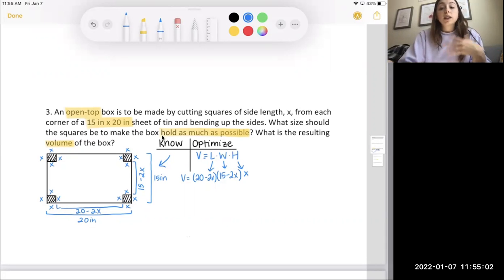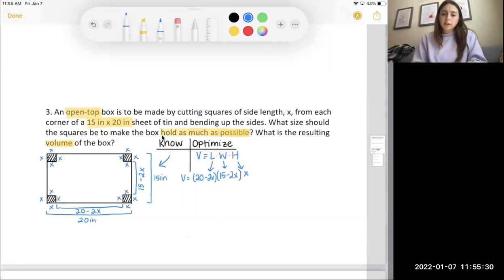Your "known" equation is going to help you basically get the optimized equation into one variable. Even though we didn't have a true equation here for the "known," that is what we did with the diagram. We used the diagram to get the optimized equation into one variable. So the idea is that you're always using the "known" equation to get the optimized equation into one variable so that you can take the derivative of the optimized equation. That's always kind of the way it goes.